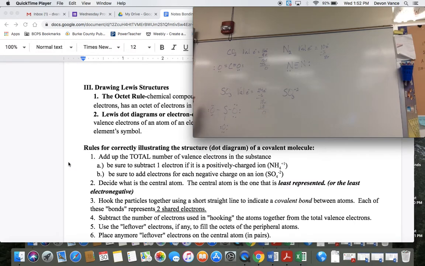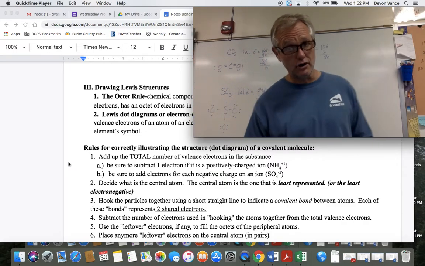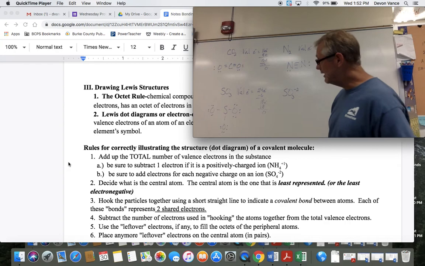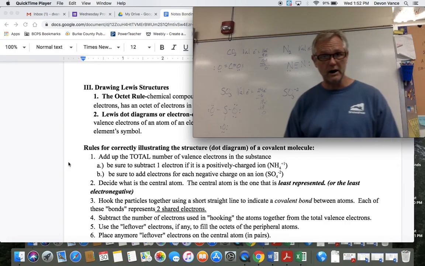So now I look back up here and I say 2, 4, 6, 8, 2, 4, 6, 8, 2, 4, 6, 8. My oxygens are great. They all went around the peripheral. But my sulfur only has 2, 4, 6. So I can't make up electrons. I have to use what I've got. So when I look up here, I say, okay, that means I have to have a double bond somewhere.